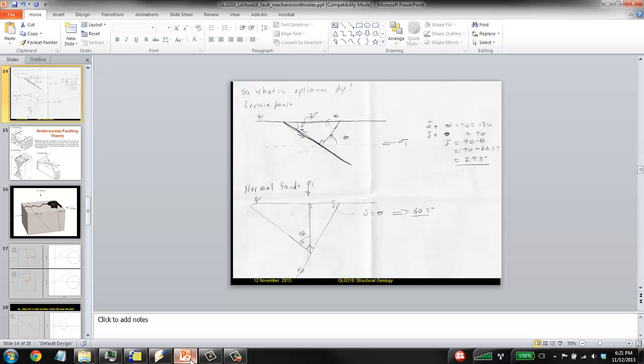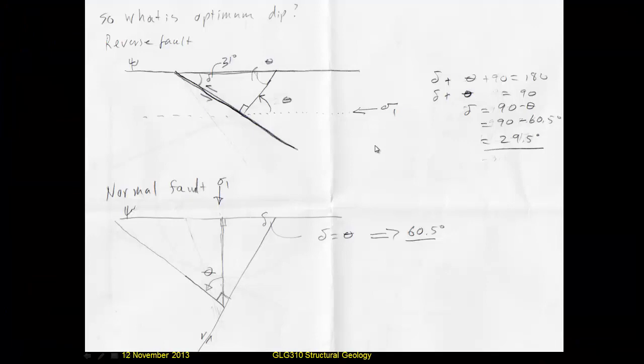Let's take a reverse fault. So we know in this case sigma 1 is horizontal, and we know that the normal to this fault plane, the angle between it and sigma 1, is theta. So by alternating interior angles, we can show that this angle here in the inside of this triangle is also theta. So with 90 degrees for the relationship between the normal and the fault plane and the dip, we can just do the basic math here to find out that the optimal dip for the fault is about 30 degrees. That's for a reverse fault.